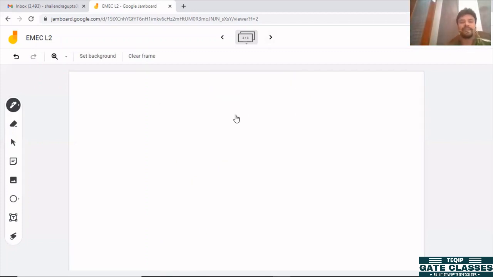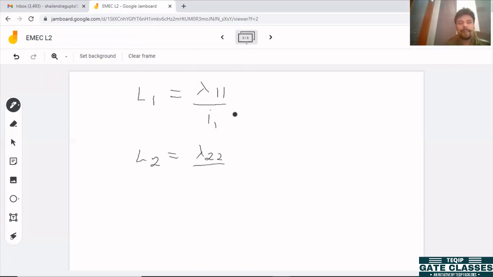talk about the self inductance and mutual inductances. So when we talk about self inductance of coil 1, let us say L1, this will be associated with the flux linkage generated by the coil itself, lambda 11 divided by I1, and similarly L2 can be written as lambda 22 divided by I2.